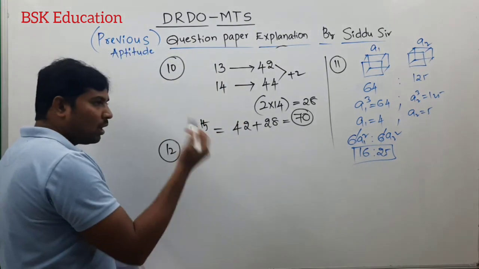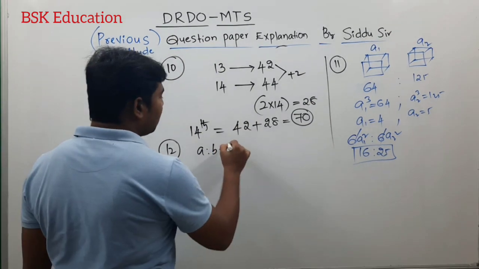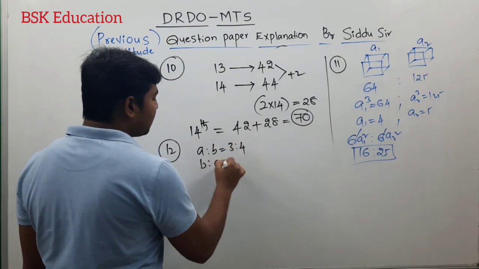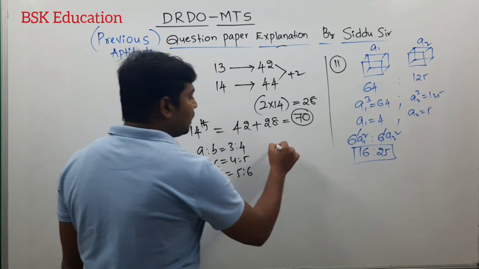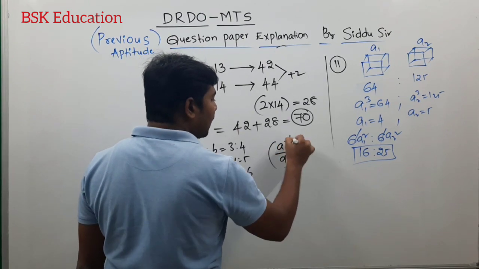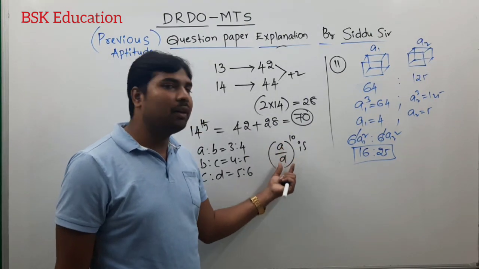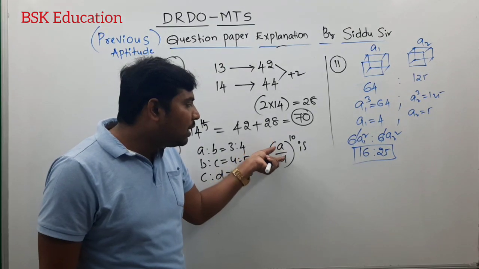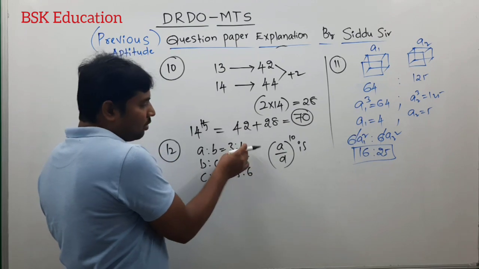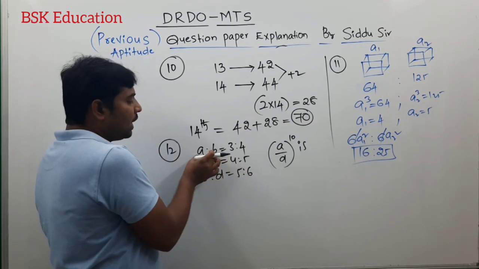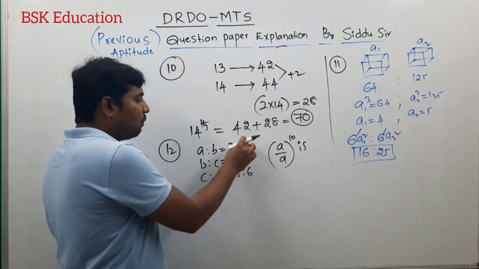So he is asking, actually he has given A is to B is equal to 3 is to 4, B is to C is equal to 4 is to 5, C is to D is equal to 5 is to 6. He is asking A by D whole power of 10, and not only that, he is asking the sum of the numerator and denominator. So simple thing, guys. While you are comparing the B values, here in A is to B the B value is 4, and here in B is to C, B is equal to 4. So 4, 4, 5, 5.